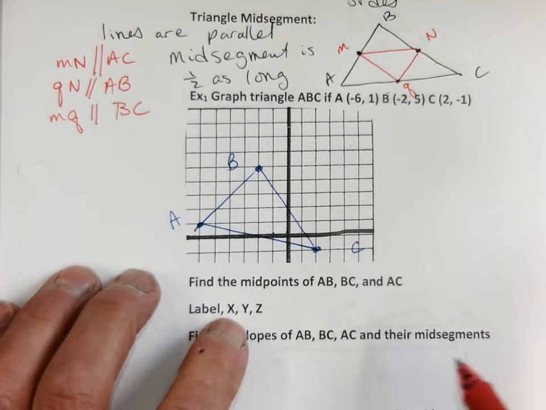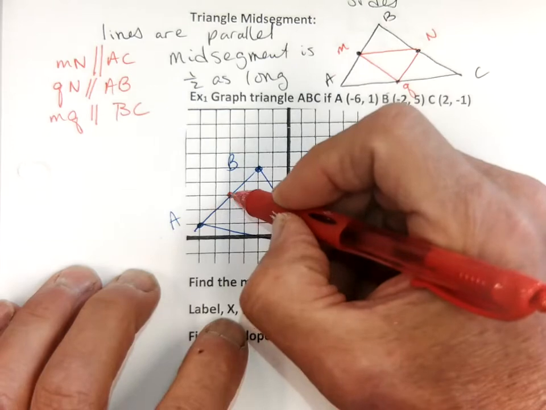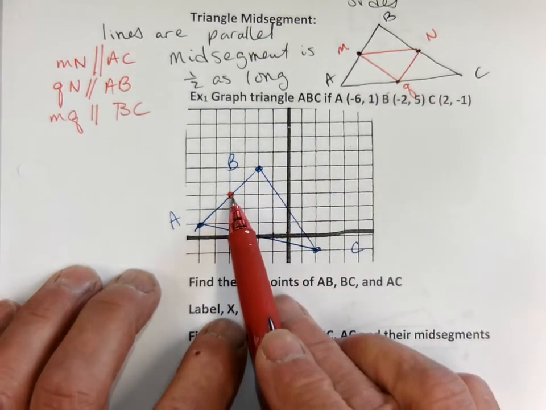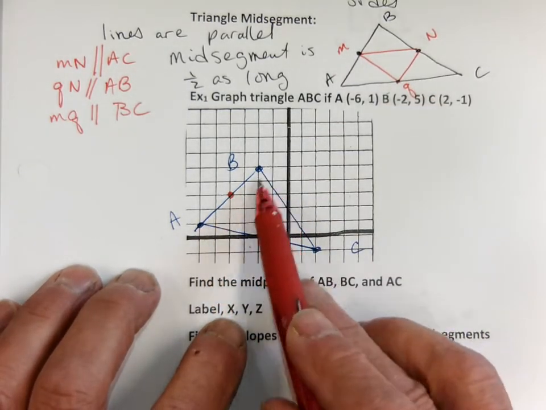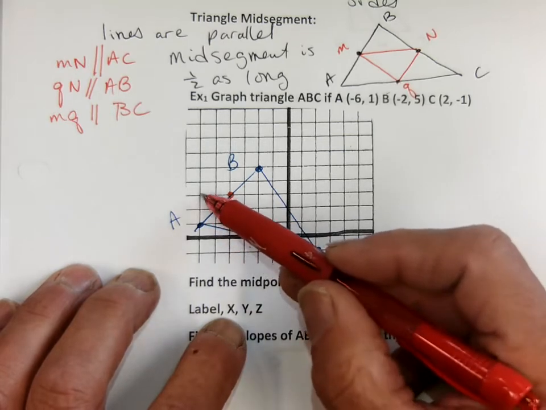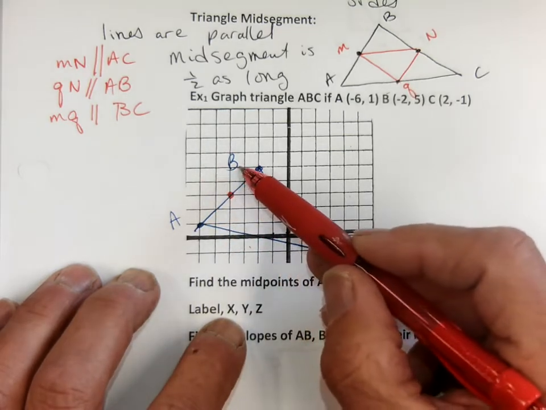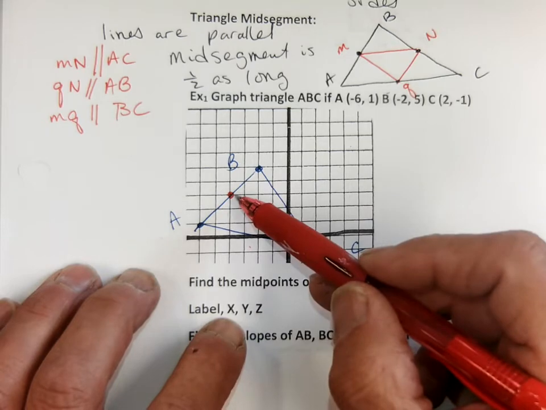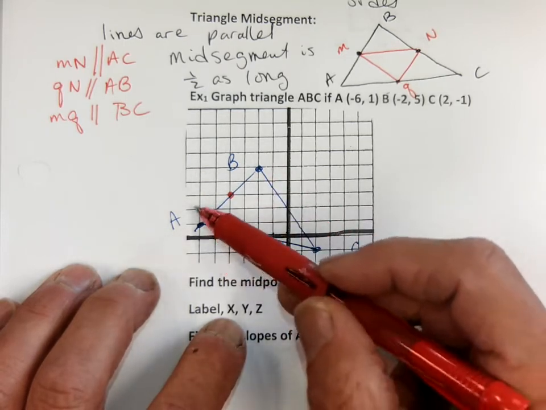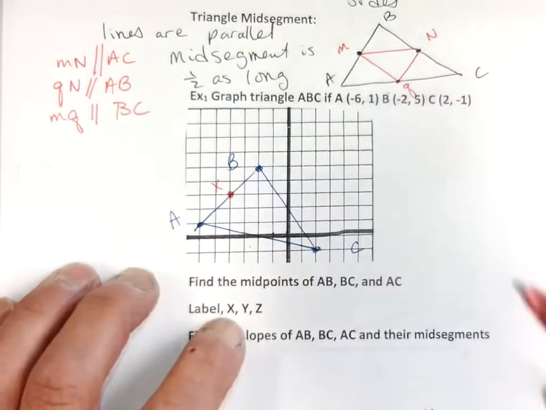So AB, let's see, the midpoint's right there. Everybody agree? Right there? Find the middle? Everybody agree if I take a look? I can count it also. 1, 2, 3, 4, 1, 2, 3, 4, halfway be 2, 2, right? There's X.